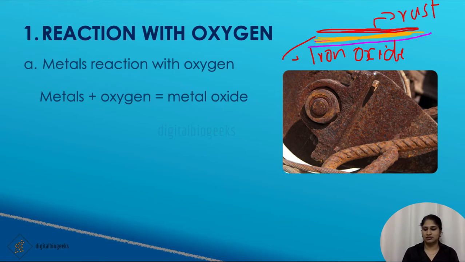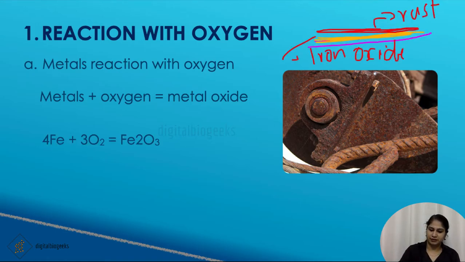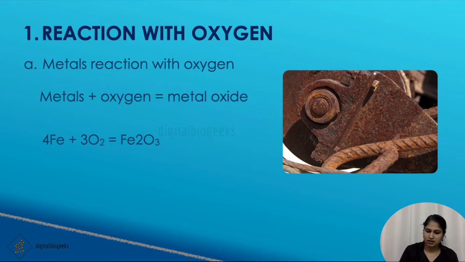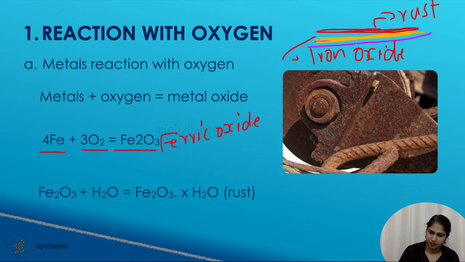Let's see what the chemical formulas of that are. First, iron reacts with oxygen to form ferric oxide. This is ferric oxide. Now, this ferric oxide will react with water to form this compound, which is called the rust.